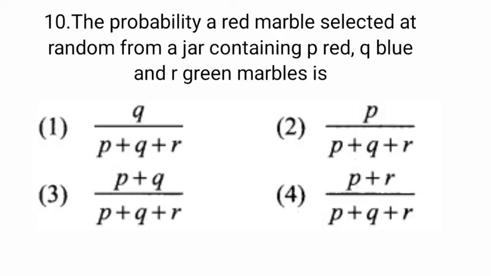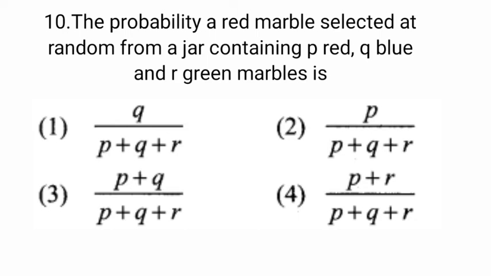10th question. The probability of a red marble selected at random from a jar containing P red marbles, Q blue marbles and R green marbles is... What are the marbles? P red, Q blue, R green. We have to first find n of S. What is the n of S formula? Total number of marbles. Therefore n of S equals P plus Q plus R.